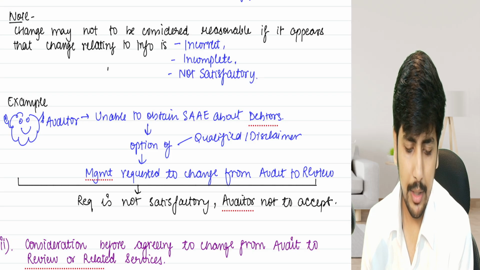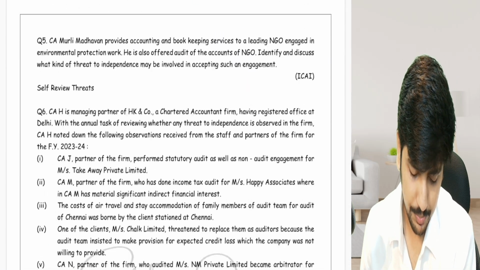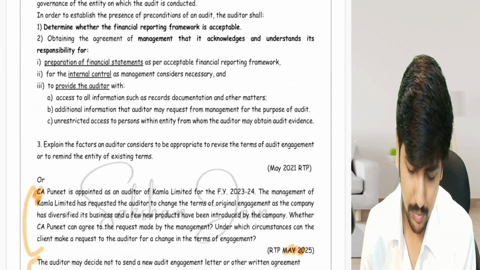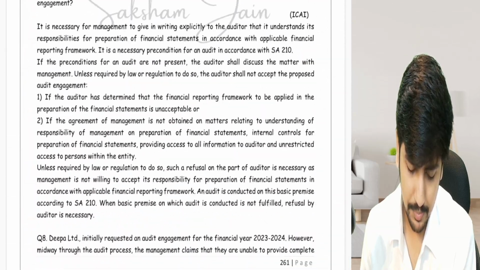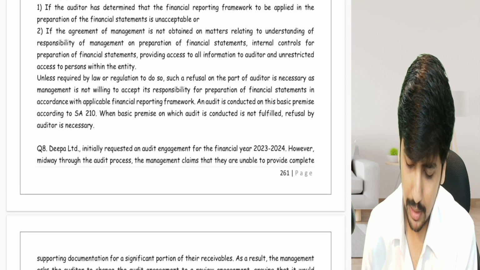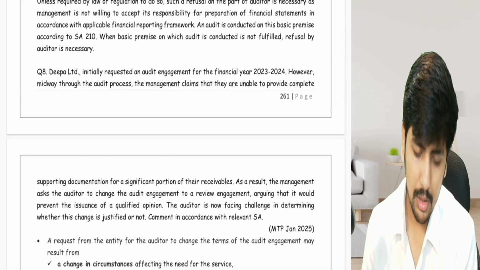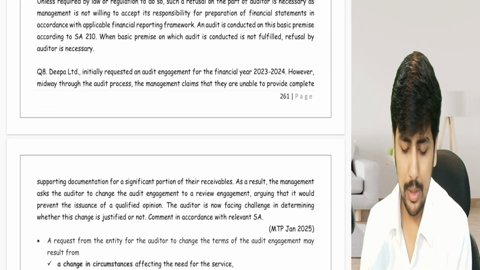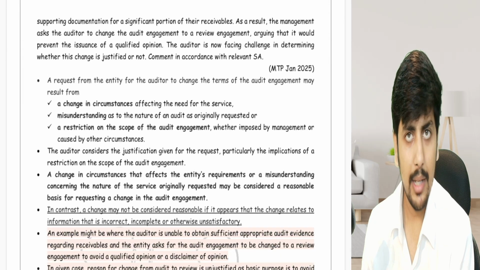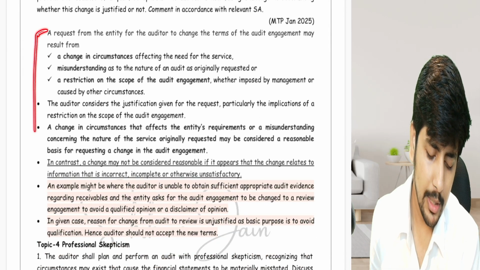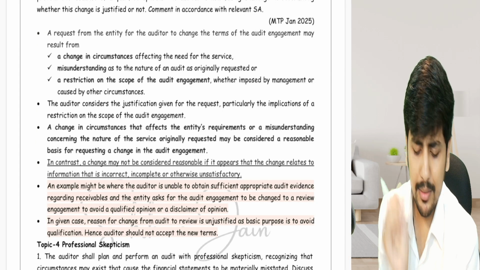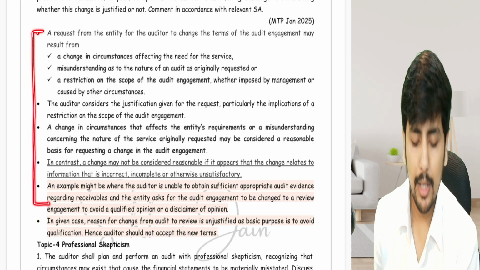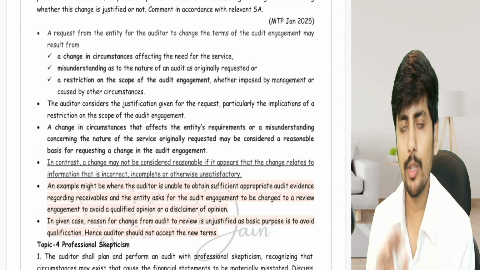Are you getting my point? Let's mark this question. This question was asked in MTP January 2025, question number 8. Read this question and you will get the same example. The institute asked this question. What you need to do? You need to give the basic requirement of the answer, then give the conclusion part. So maximum marks will be awarded for your main content and 1 mark will be awarded for your conclusion part, fact of the case and conclusion part.